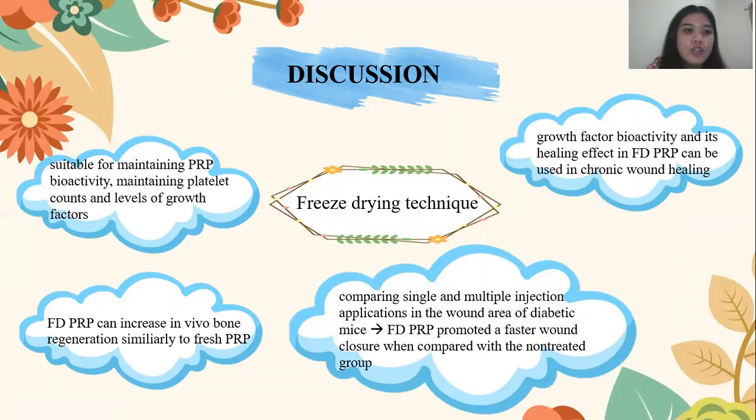And the discussion. Freeze-drying technique has many benefits in PRP. It is suitable for maintaining PRP activity, platelet count, and level of growth factor. And FDPRP can increase in vivo bone regeneration similarly to fresh PRP. And the growth factor bioactivity and healing effect of FDPRP can be used in chronic wound healing. There is a study that compared single and multiple injection applications in one area of diabetic mice, and FDPRP promoted faster wound closure compared with the non-treated group.